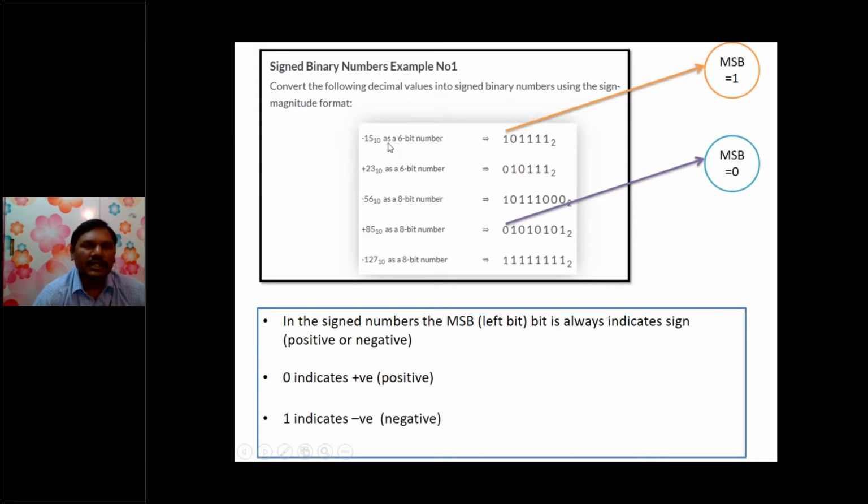And this is the representation of positive and negative values. They are called signed binary numbers. Minus and plus, here we are putting the sign. In signed numbers, the MSB always indicates positive or negative. If it is 0, positive. If it is 1, it indicates negative. See here, this last MSB is 1, meaning a negative value. If the MSB is 0, it's called positive.